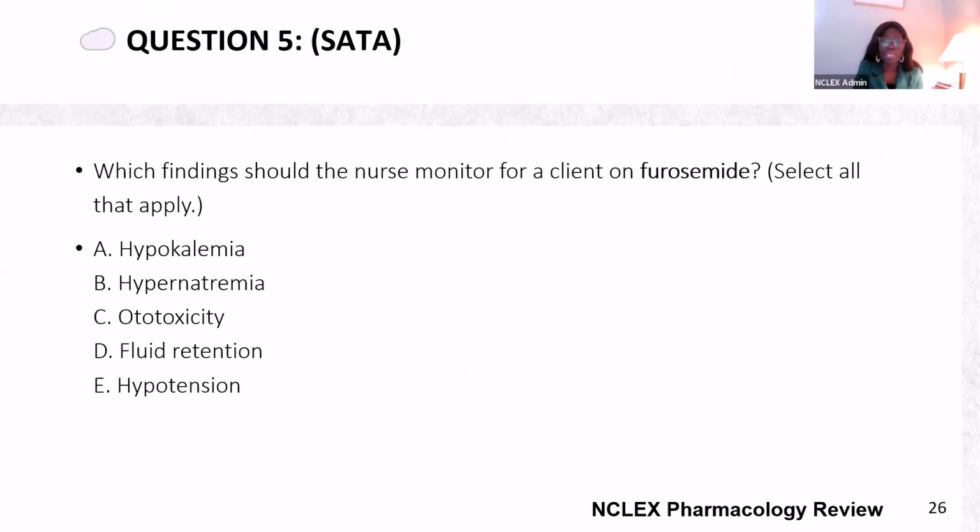Okay, let's look at this question. Which findings should the nurse monitor for a client on furosemide? Furosemide is a diuretic. Select all that apply, so that means you can choose more than one. But be careful to get the right answers, otherwise you're going to subtract from your correct answers, okay? So hypokalemia, hypernatremia, ototoxicity means it's toxic to the ears, then fluid retention and hypotension.